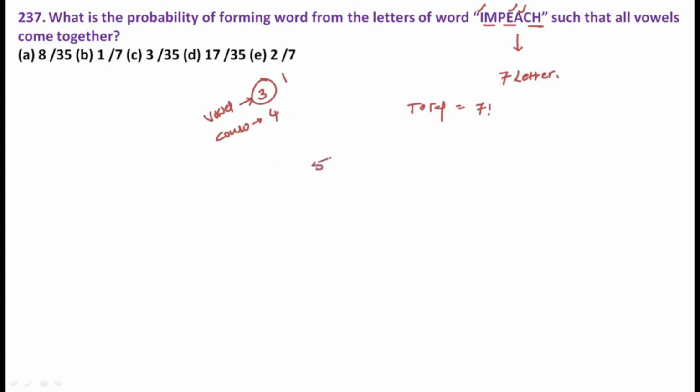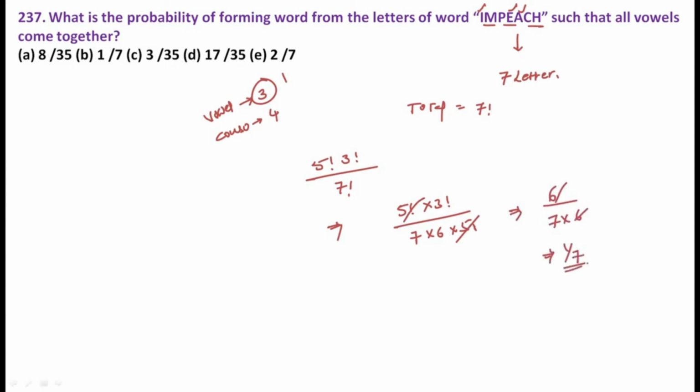The total arrangement is 5 factorial. Again, the 3 vowels can be arranged in 3 factorial. And we have to calculate the probability, so the denominator is 7 factorial. So the final answer is 5 factorial into 3 factorial by 7 into 6 into 5 factorial. Now you can cancel. 3 factorial is 6, so 7 into 6, you can cancel. Now the final answer is 1 by 7.